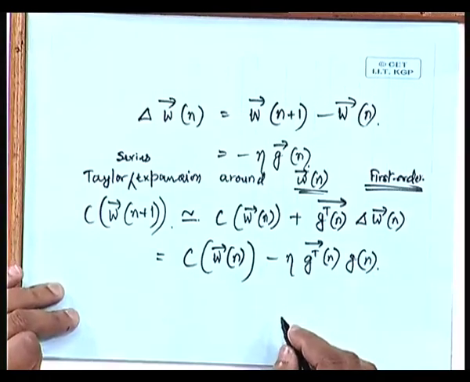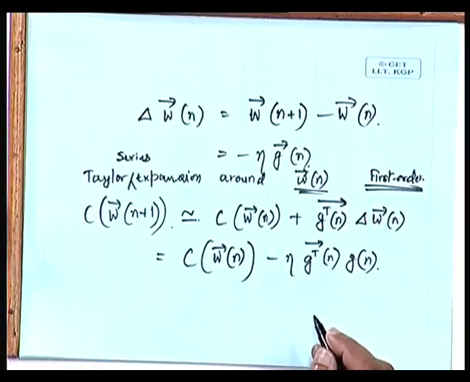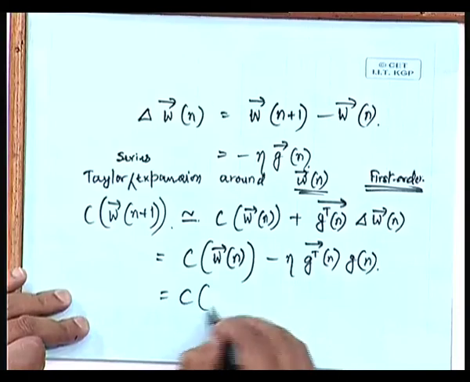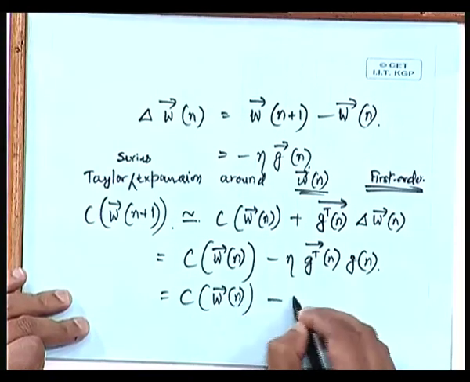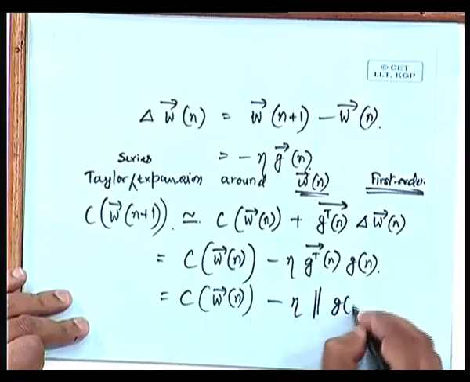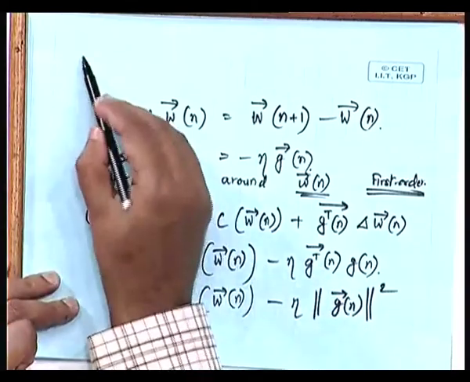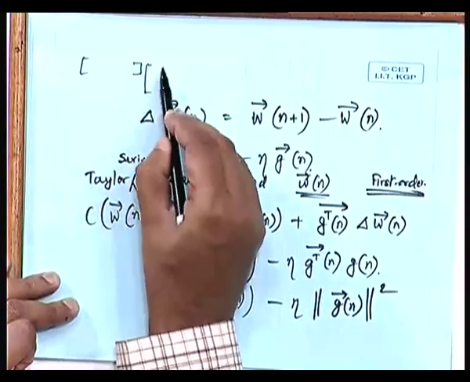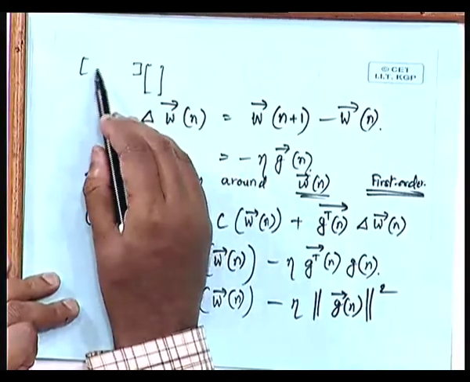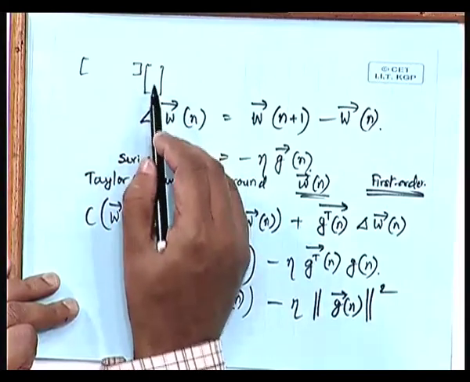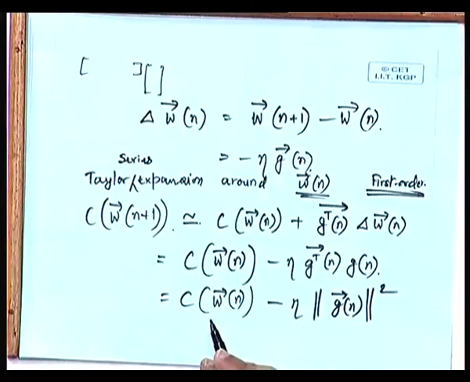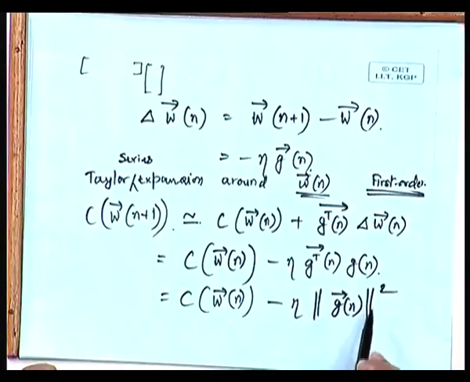And what is G transpose n Gn? It is the norm of Gn squared. So, this is equal to Cwn minus eta norm of Gn squared. This is very clear, is it not? You are multiplying G transpose with the G vector. If the elements are G1, G2, G3 etc., and here also G1, G2, G3 etc., you multiply the two and you get G1 square plus G2 square plus G3 square up to Gm square. So, this is the norm of that. So, we get Cwn minus eta Gn squared.